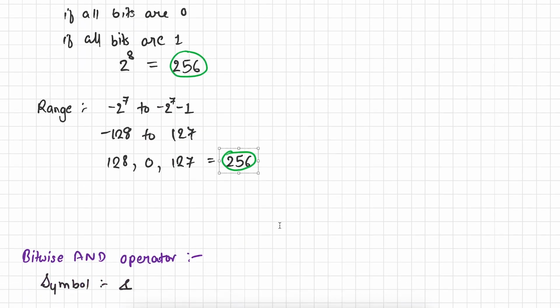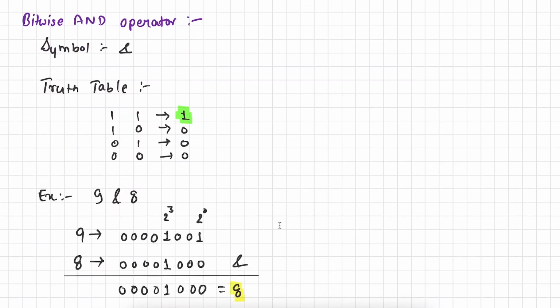So let's move on to our first bitwise operator, and that is the AND operator. You might have studied the AND gate in digital electronics. That AND gate is used behind the scenes to perform AND operations in Java, right? And the symbol used to represent the AND operator is ampersand.